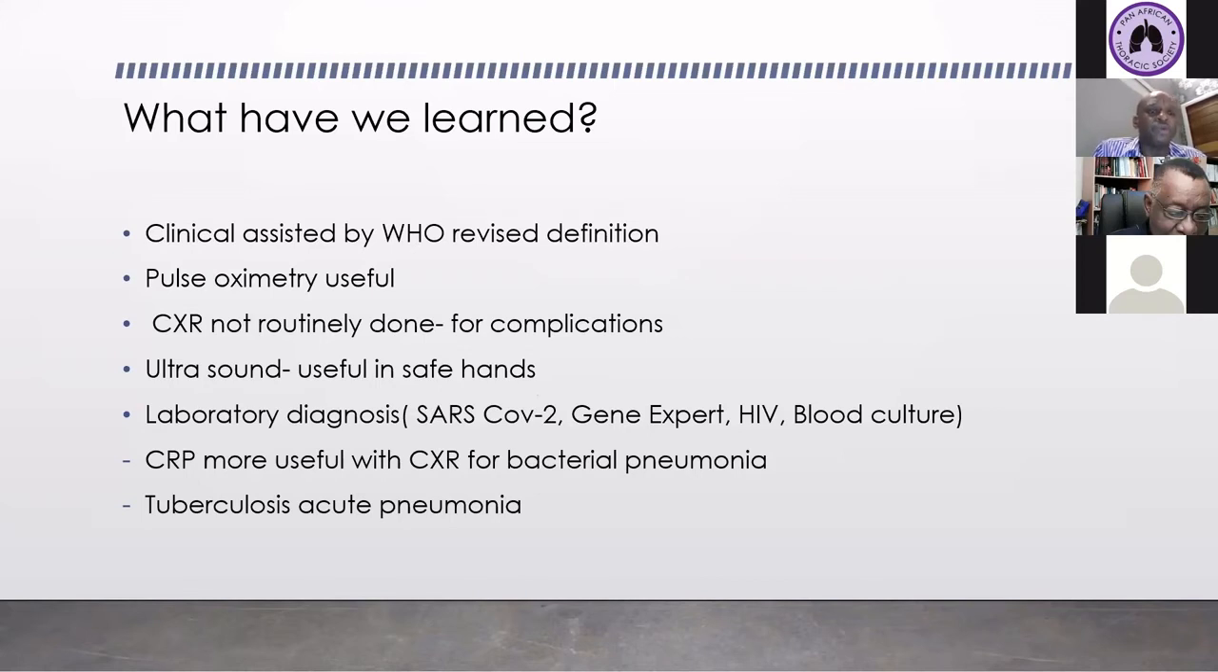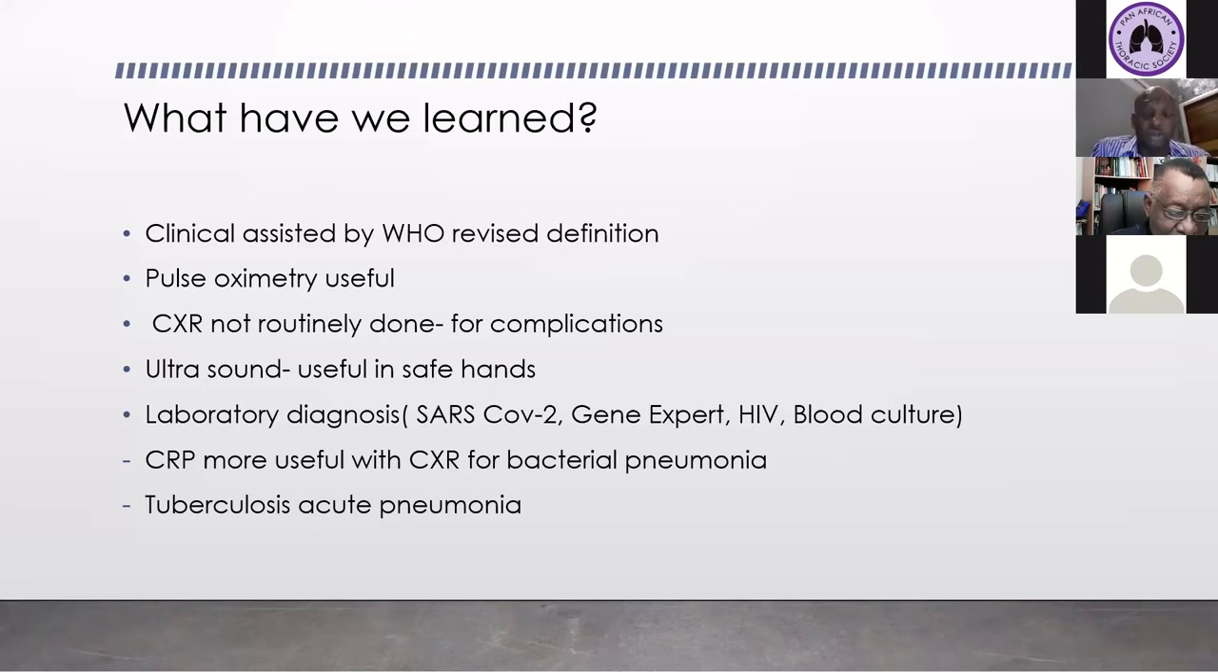And if you think about which laboratory test to do, think of obviously COVID tests, GeneXpert for TB, HIV test, and blood culture, because they will help you in trying to know whether you're using the right antibiotics or not. And the CRP can be more useful together with a chest X-ray for bacterial pneumonia. And this obviously will be in patients who are admitted to the hospital.